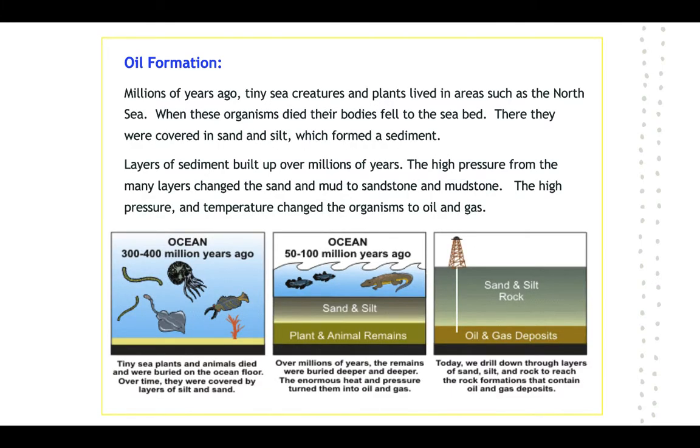Oil formation. Millions of years ago, tiny sea creatures and plants lived in areas such as the North Sea. When these organisms died, their bodies fell to the seabed. There, they were covered in sand and silt, which formed a sediment. Layers of sediment built up over millions of years. The high pressure from the many layers changed the sand and mud to sandstone and mudstone. The high pressure and temperature changed the organisms to oil and gas.